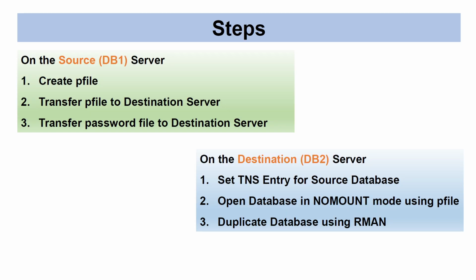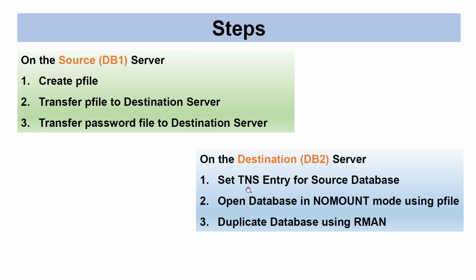What are the steps? On the source server, create the P file, transfer the P file to the destination server, and transfer the password file to the destination server. On the destination server, set the TNS entry for the source database, open the database in no mount mode using the P file, and duplicate the database using RMAN. So only 3 steps on the source: create P file, transfer P file, transfer password file. No need to take any backups.